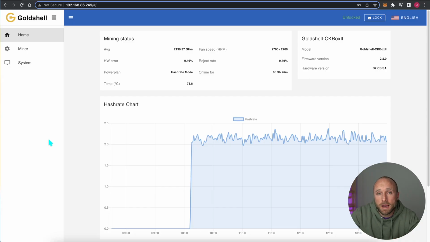Next, let's take a quick look at my miner dashboard for my Goldshell CK Box 2. For those of you who are familiar with these Goldshell mini box miners, this is their standard dashboard for your miner. You can see my miner's been online for several hours now, and we're averaging a hash rate of 2100 gigahash per second. So it is fully operational and up and running at this point.